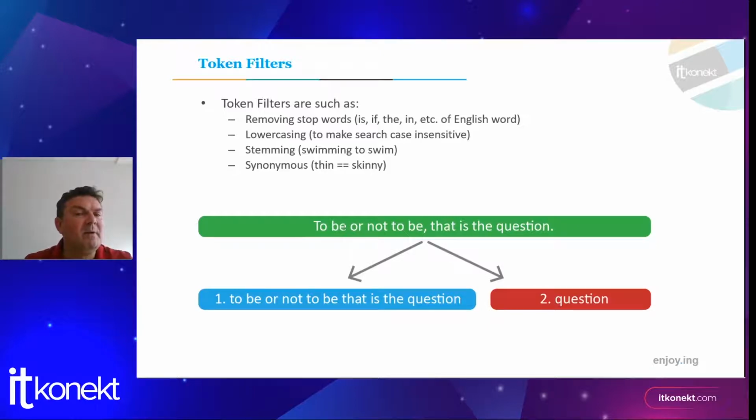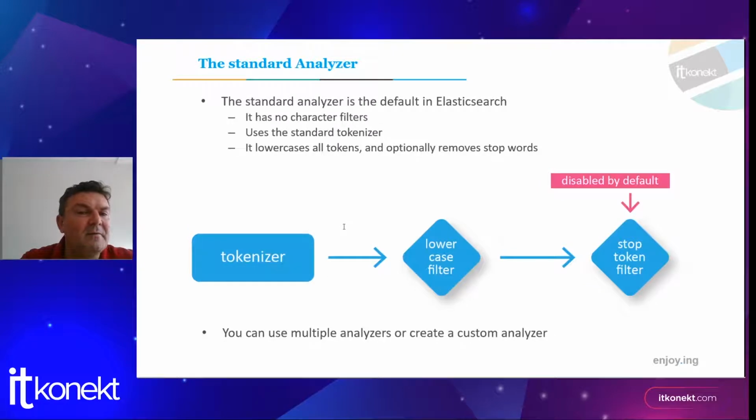There are many predefined Elasticsearch analyzers, but the default analyzer in Elasticsearch is the Standard Analyzer. Standard Analyzer has three main features. It has no character filters, uses the standard tokenizer that works based on grammar, and tokens are generated based on grammar. It lowercases all tokens and optionally removes stop words.